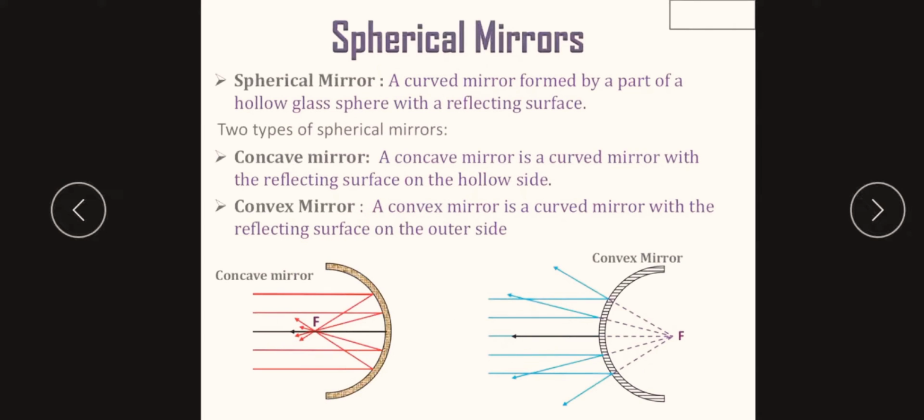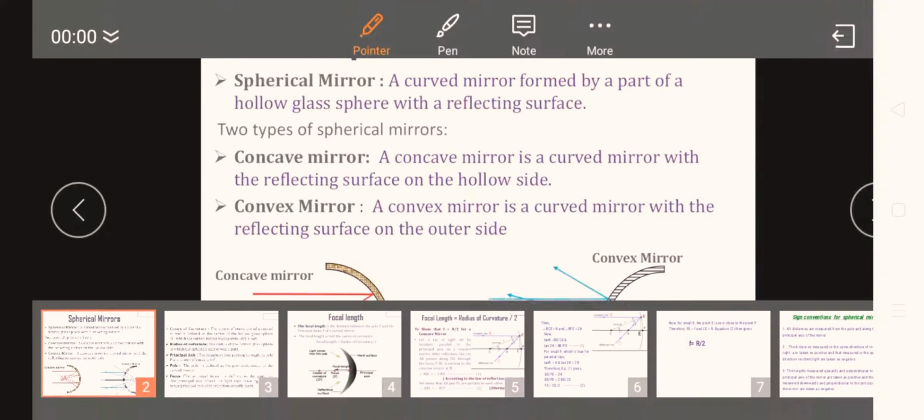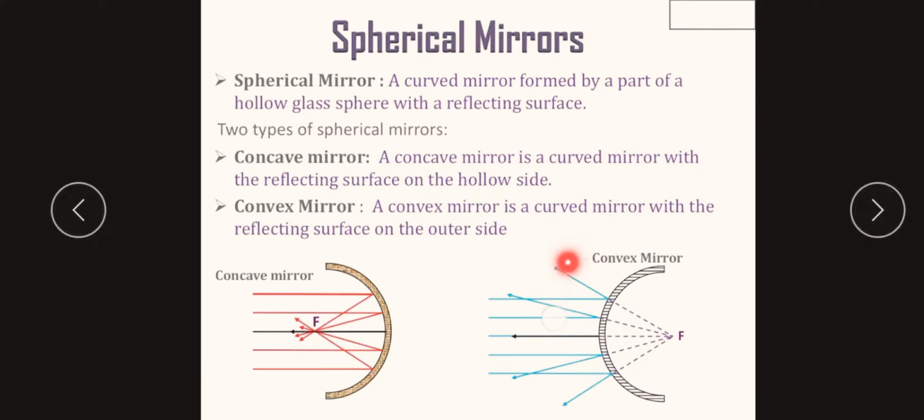Another one is the convex mirror. This is an example of a convex mirror. A convex mirror is a curved mirror with the reflecting surface on the outer side. See, if you consider this a mirror, this is the inner side and this is the outer side. The reflecting surface should be on the outer side. Such mirrors we call convex mirrors.